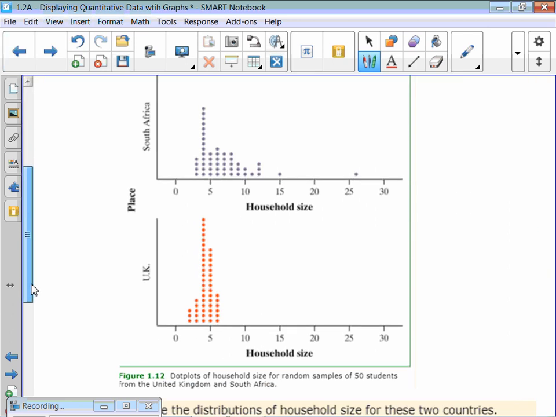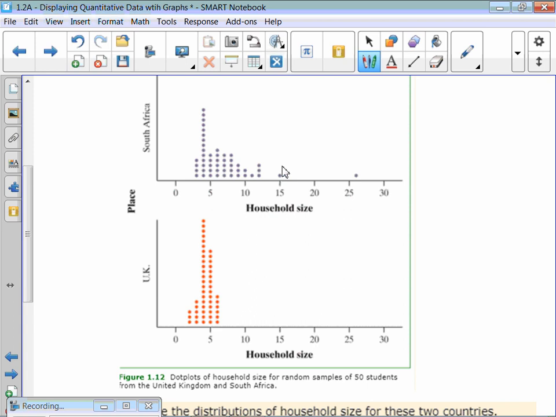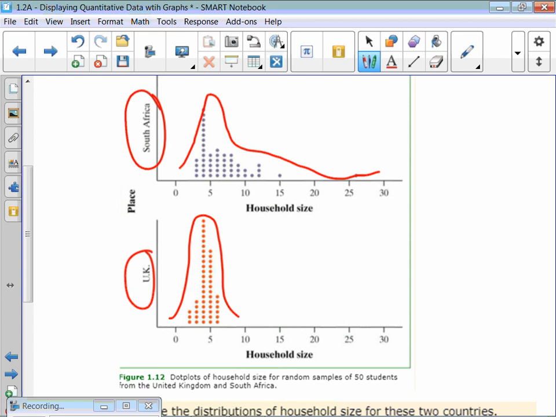We're comparing the number of people that live in a household in South Africa versus the UK. All right? So you would describe the shapes right here. So this guy's skewed right, and this guy's roughly symmetric. Okay, not really a comparison word for that one. For outliers, no outliers here, and this is definitely a potential outlier. This even could be an outlier, but this outlier skews the data. That's what kind of pulls it.